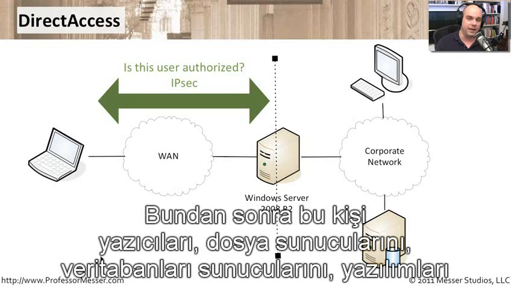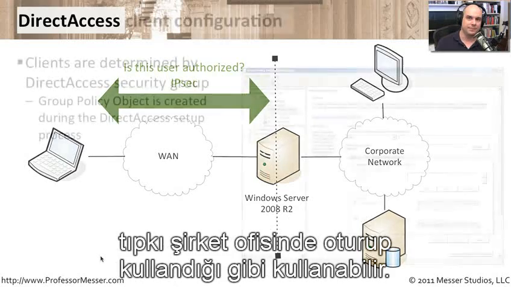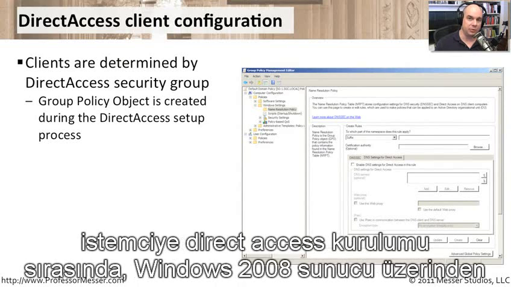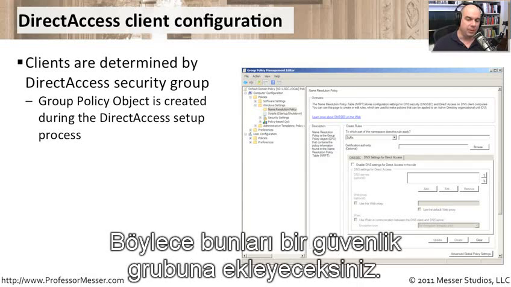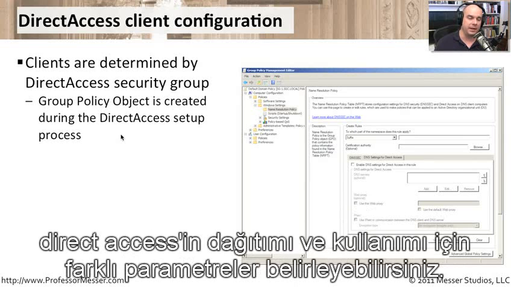They can use printers and file servers and database servers and applications just as if they were sitting at our corporate office. For direct access to be configured properly on the client, you have to add the client to a specific group that is determined during the setup of direct access on the Windows Server 2008 computer. So you're going to add them to that security group, and there will be a group policy object created that you can then use to set different parameters for the deployment and use of direct access.